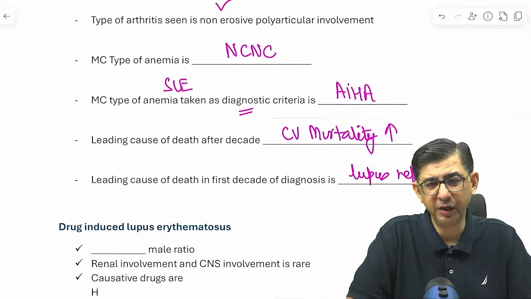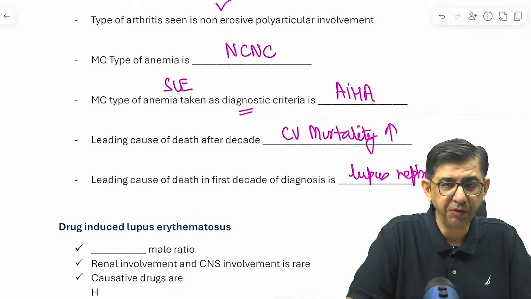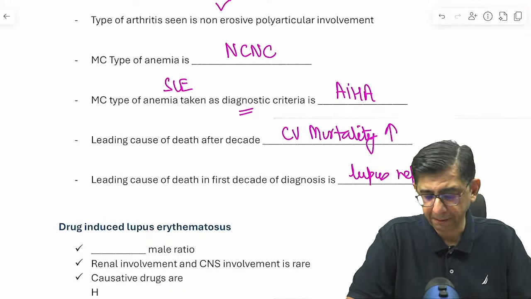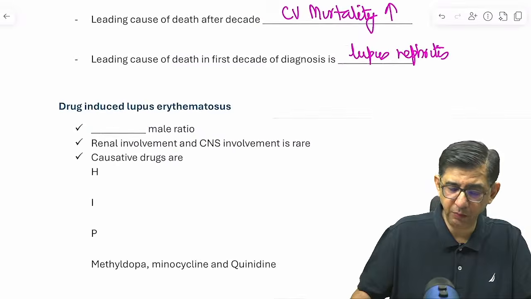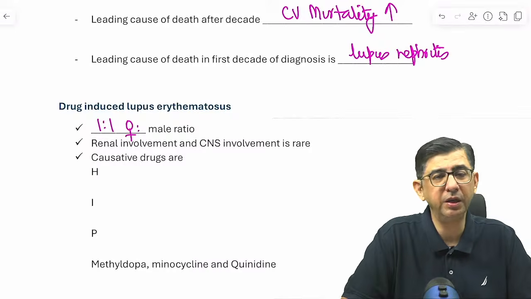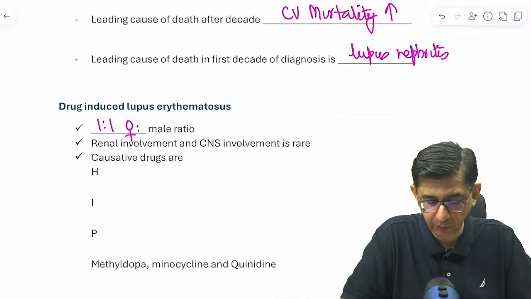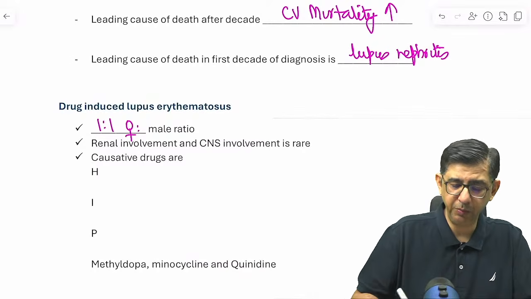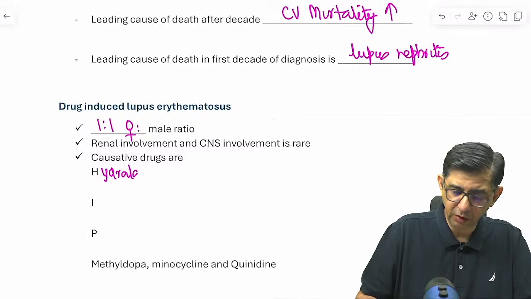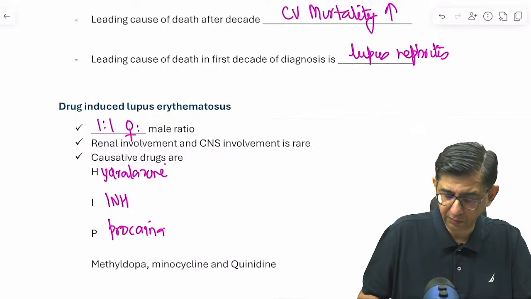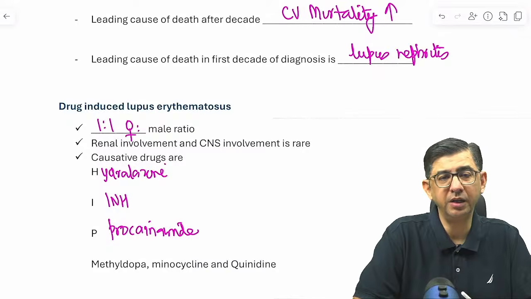I'm sure most of the time the apps will give an age like 40 or 45 because of the higher age group. Then we have to say lupus in the patient. Drug-induced lupus always has a female to male ratio of 1:1. Normally SLE has a 6:1 ratio, but this would be 1:1. The drugs responsible would be hydralazine, isoniazid, procainamide, and methyldopa.